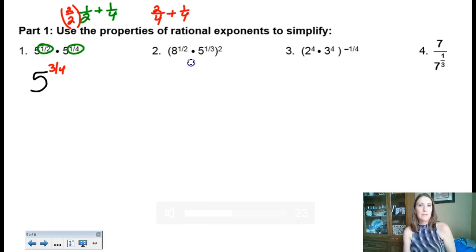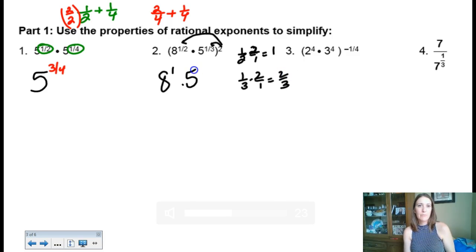These are not the same base, so there's no way I'm going to be able to combine this 8 and this 5, but using the property that says I could distribute the 2, the second power, to both of the bases, and then I'm going to use a follow-up property that says I'm supposed to multiply those together. So this first term becomes 8 to the, it's going to be 1/2 times 2, which is going to cross cancel to just a 1, times, and then here it's 1/3 times 2, nothing cross cancels, so it just ends up being 2/3. So as far as what's your best answer, technically this is it. 8 times 5 to the 2/3 power.